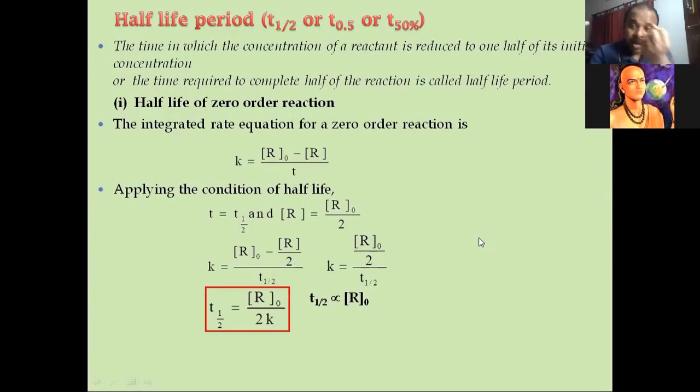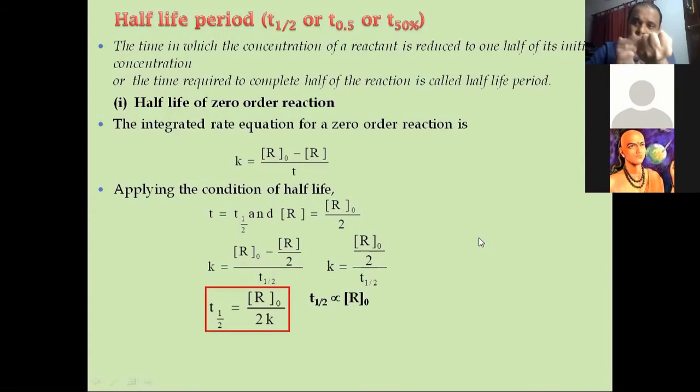Look at that. Order is one concept. We are going to find out order in very, very different ways. How rate varies with concentration gives order. Graphical calculations give order. Half-life calculation gives order. Data can be given in it. So this is about half-life of a zero order reaction.